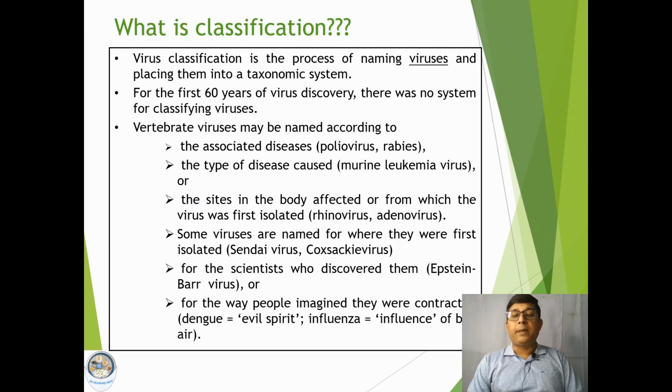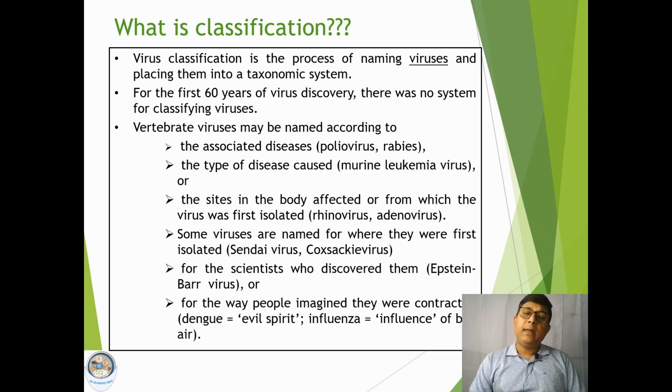Now, what is classification? Classification of viruses is the process of naming the viruses and placing them in a particular taxonomic system, because each and every virus needs to be identified, for which it is required to be placed in a particular system or taxonomy. So that is what is called classification.